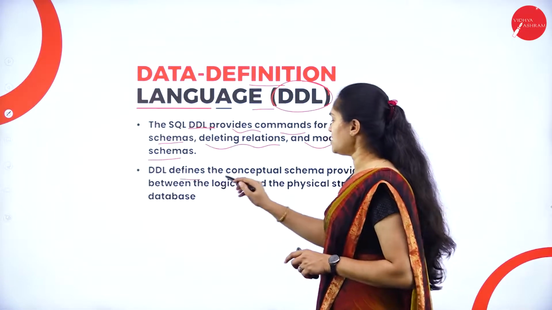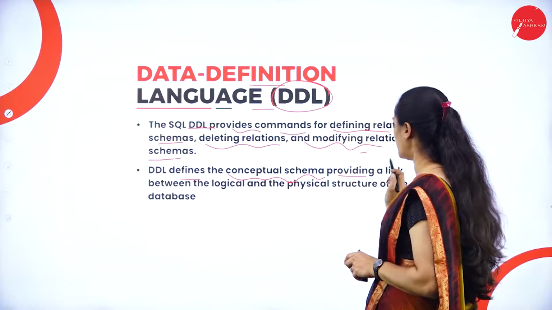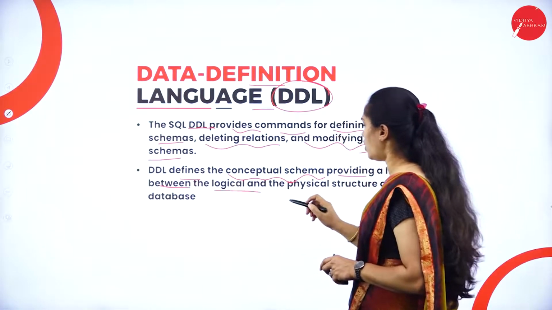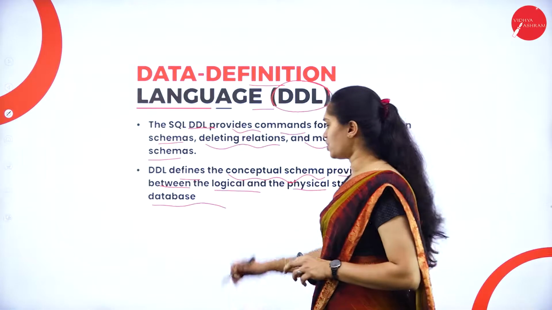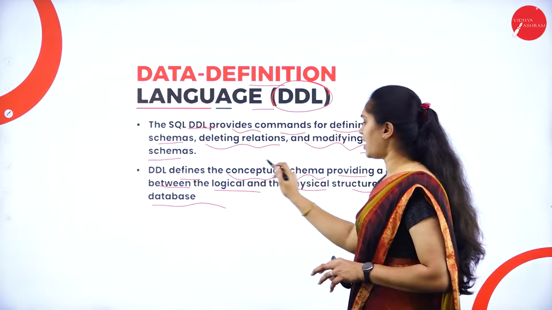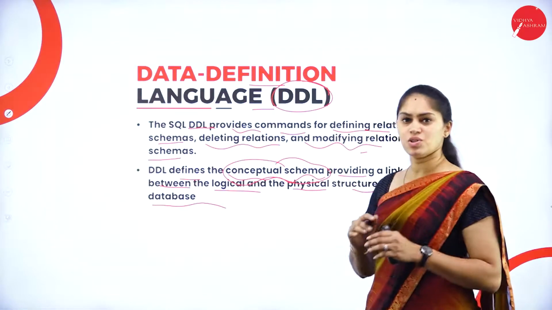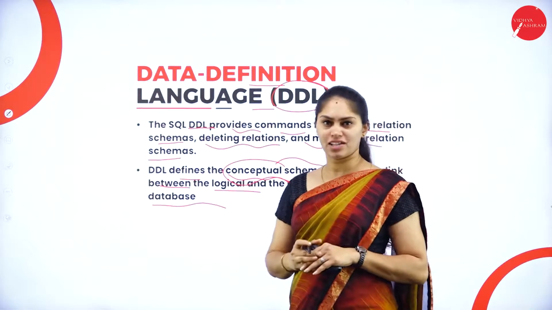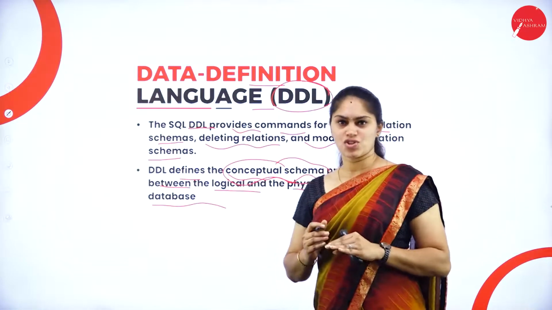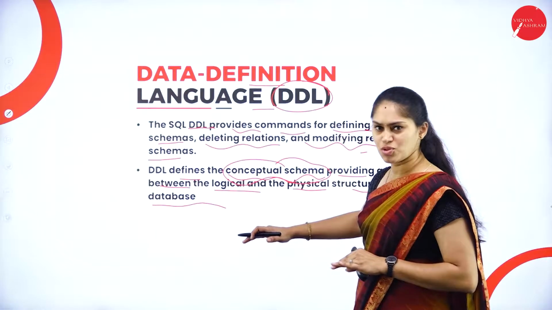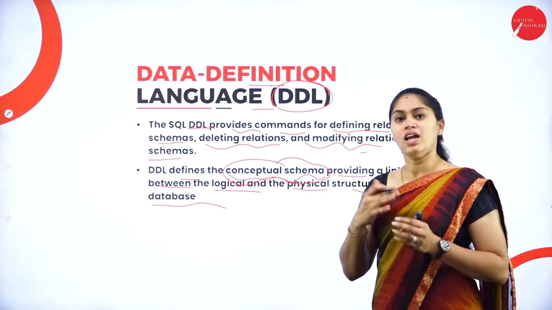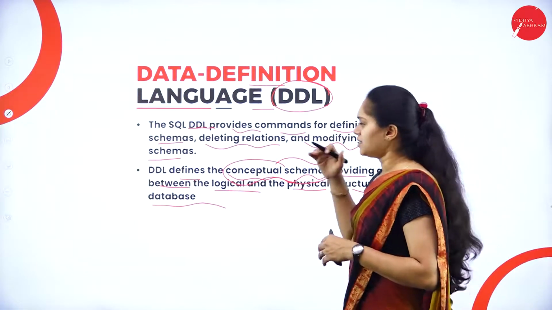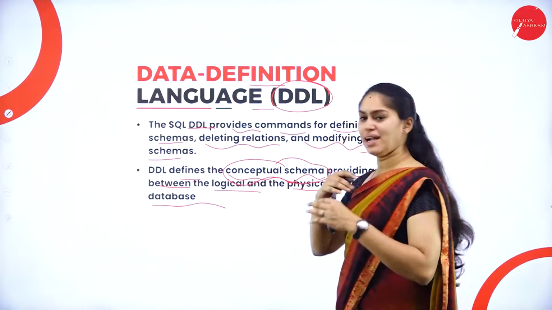And also this defines the conceptual schema, which provides a link between the logical and physical structure of the database. So this is going to work as a conceptual schema. Already we know about the 3-level architecture or 3-schema architecture. There we have a physical level, conceptual level, and an external level. Conceptual level is also called what? Logical level. So this will help us build a communication.